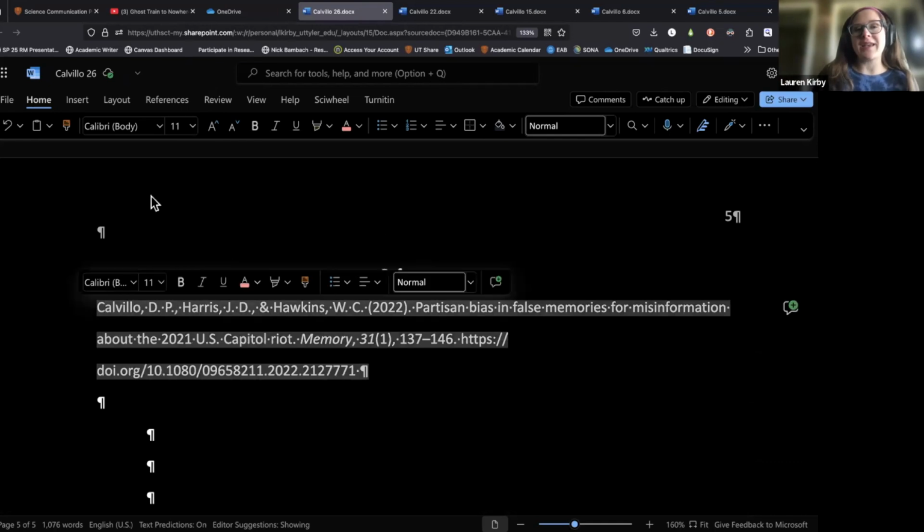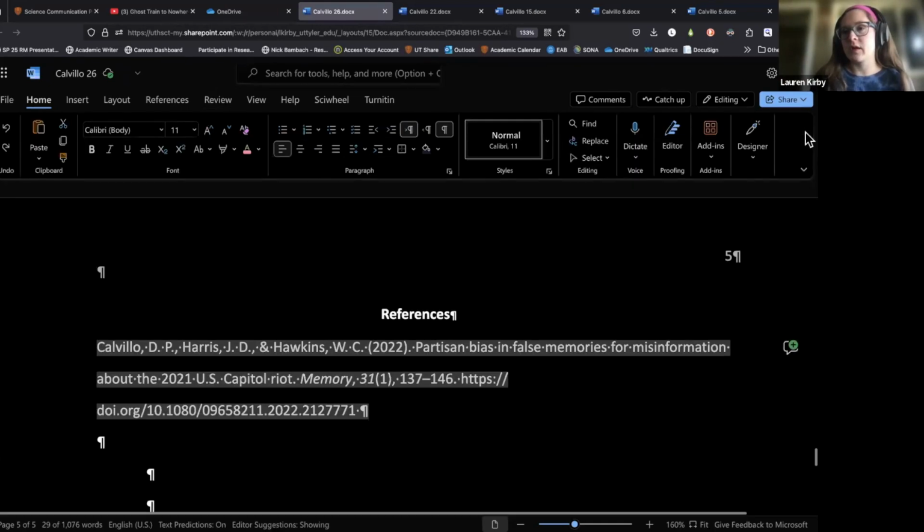So here's how you would do the hanging indents, and somebody else actually already had theirs. I didn't get to show it to you.